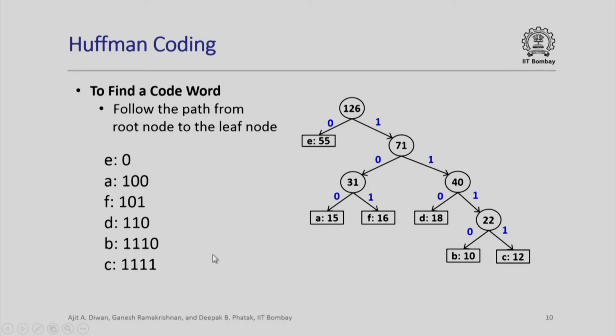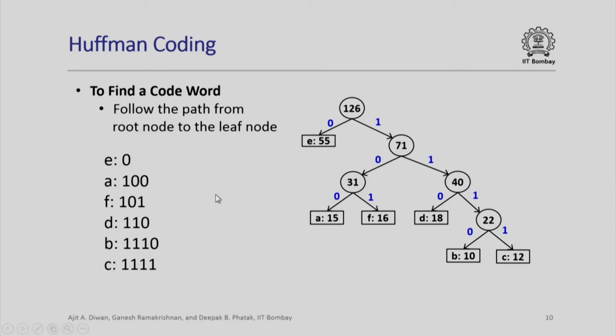So let us look at how we find a code word. We follow the path from the root node to the leaf node. So we traverse it, we come across this leaf node E, we simply assign the value 0. If we want to look at A, we will have to traverse the path 1, 0, 0. So this becomes the code for A. Similarly 101, 110, 1110, 1111. These are the different codes that we can use for representing these different symbols.